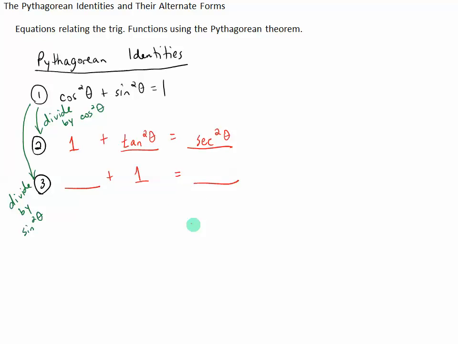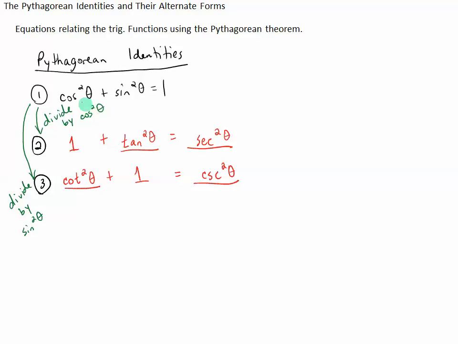squared. And finally, if we look at the last Pythagorean identity, I'll divide my first equation on both sides by sine squared. Cosine divided by sine is cotangent, so cosine squared divided by sine squared is cotangent squared. 1 divided by sine is cosecant, so 1 divided by sine squared is cosecant squared. And now we have our 3 Pythagorean identities.